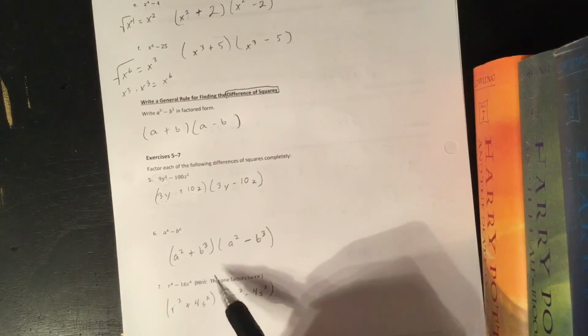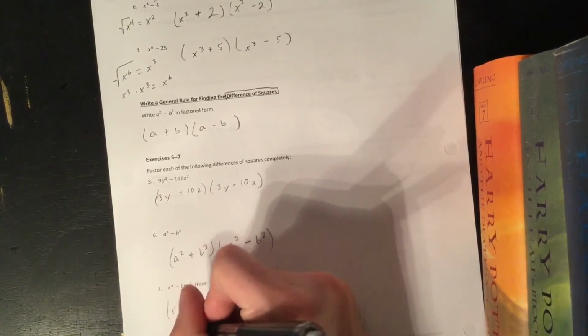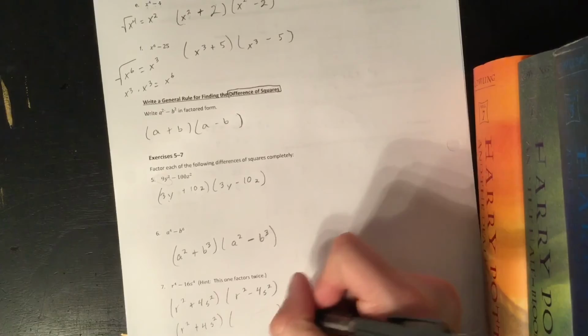So this one down here is a little interesting because it'll actually end up factoring twice. So when we take the square root of r to the 4th, you're going to get r squared, so that's fine. Square root of 16 is 4, and the square root of s to the 4th is s squared. This one right here will factor down again because it's exactly the same situation as up here. So we just leave r squared plus 4s squared. We leave that over here, but then we can also break this down again.